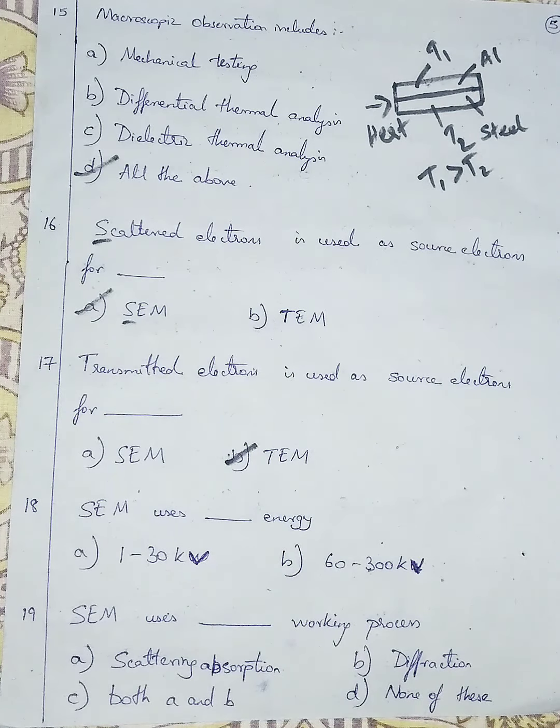Question number 18. SEM uses dash energy. Option A is given as 1 to 30 kilowatt. Option B is given as 60 to 300 kilovolt. So I am going with option A, 1 to 30 kilowatt. This is the energy used by SEM.